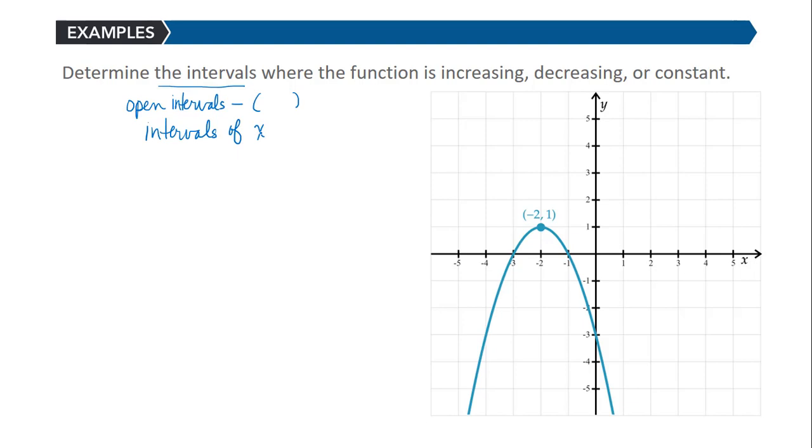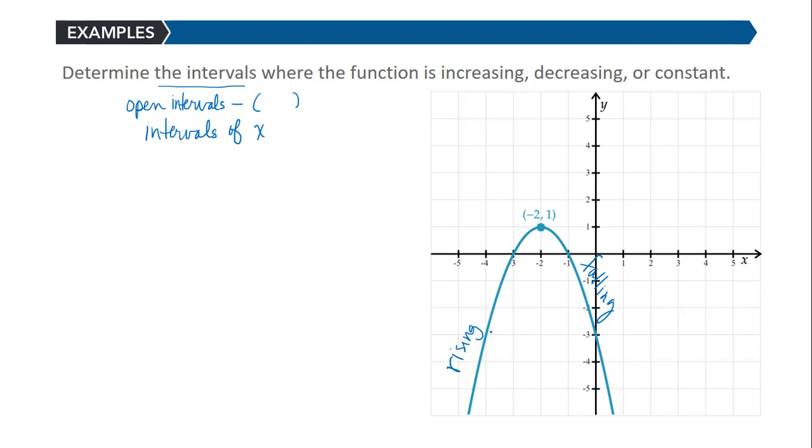So what I would suggest you do when you see a graph like this one: we have a parabola that has a vertex, or high point, at (-2, 1). So it's going up to the point (-2, 1), and then the graph goes down. So the graph is rising to this point (-2, 1), and then it is falling. So run your finger along the graph. If you're going up from left to right, then that's where the function is increasing. If it's going down, that's where the function is decreasing. And if there's no change, that's where the function is constant.